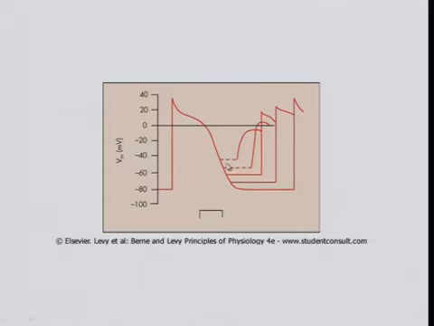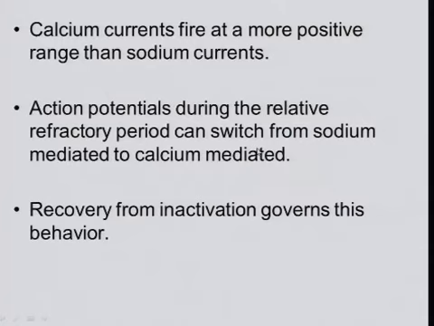So as you go back and fire a premature action potential from this time, you get this slow action potential. As you go more and more negative, you're going back into the sodium range of currents, and you see a more rapid upstroke firing. So calcium currents fire in a more positive range than sodium currents. So they're second to fire, but they're first to recover. And action potentials during that refractory period are switching from sodium-mediated to calcium-mediated action potentials. And it's recovery from inactivation that governs this behavior.